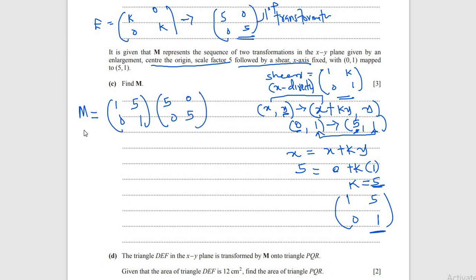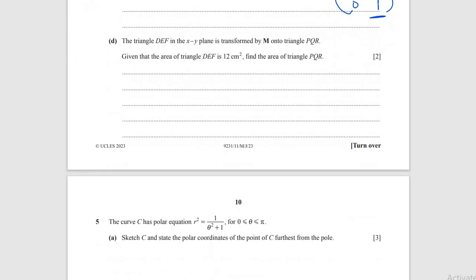So multiply the two matrices using matrix multiplication. First row, first column: 1 times 5 is 5, plus 5 times 0 is 5. The same thing with the second column: 1 times 0 is 0, plus 5 times 5, 25. Second row, first column: 0 plus 0 is 0. And this will give 5. This is the matrix M. That's it. Now the second question.